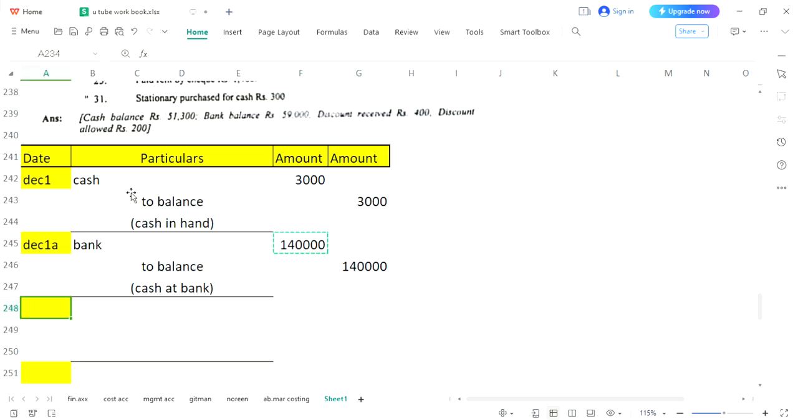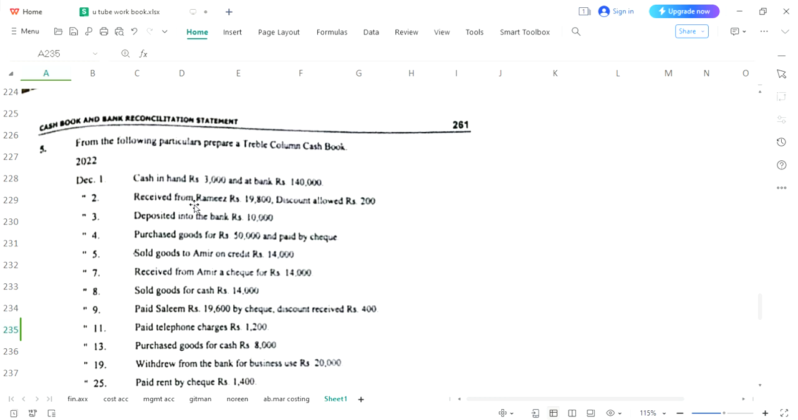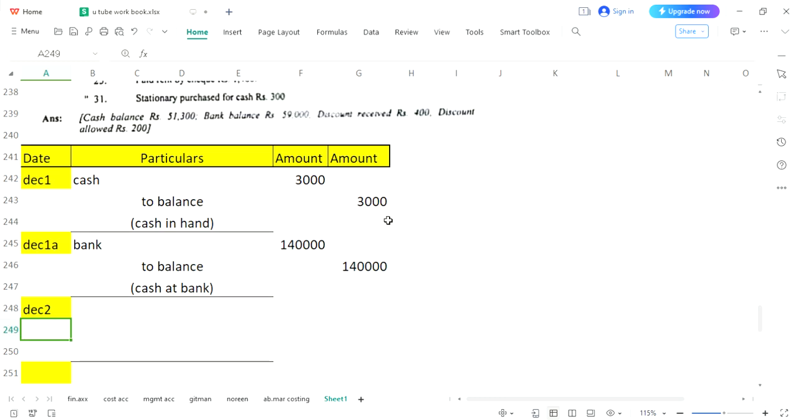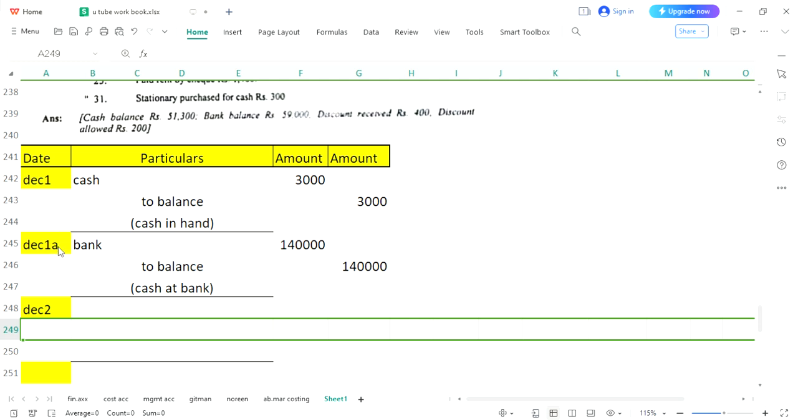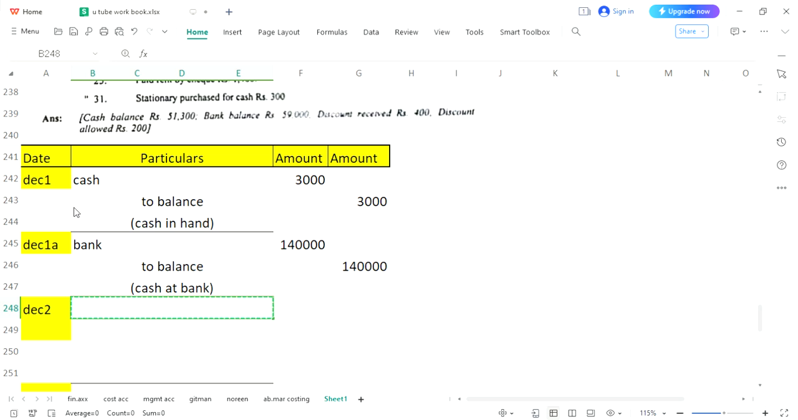Then we have December 2nd. Let's put the entry. This is a nearly new entry for you, but in previous chapters we have done it. Received rupees 19,800 and discount allowed. First we need to put a little more space over here, as this entry includes one more element, so that is why a little more space would be needed.